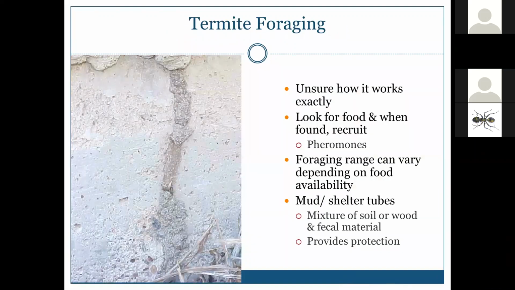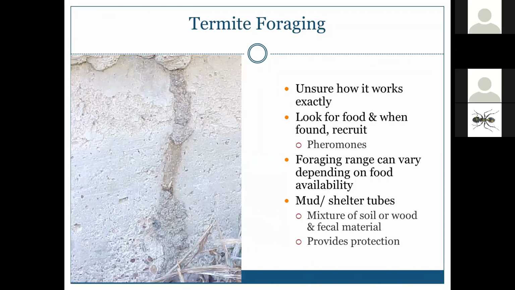So termite foraging, we're kind of unsure how it works exactly because it's very difficult to track termites when they're underground. We have different ways that we try to do it, but we're still working on figuring out the exact ways. And essentially, we think that they're going out, they're looking for food, and when they find food, they'll take some of that back to the colony to recruit other termites to come and get food from that food source. And again, this is using pheromones, which are those chemical cues that they use to communicate.